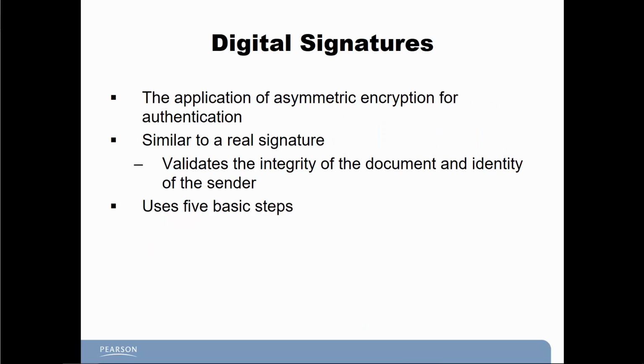Digital signatures are basically the application of asymmetric encryption for authentication. It's similar to a real signature, but it uses 5 basic steps. It's used to validate the integrity of a document and identify the sender. If you want to sign a document, for example a PDF, I will sign it with a digital signature that I have created that verifies my credentials, my login, my computer name. That combined shows that I am who I say I am.